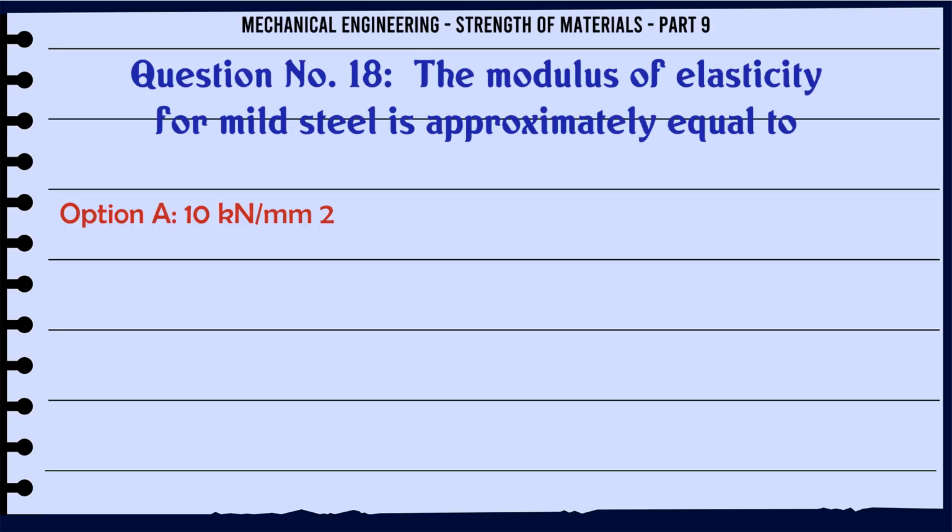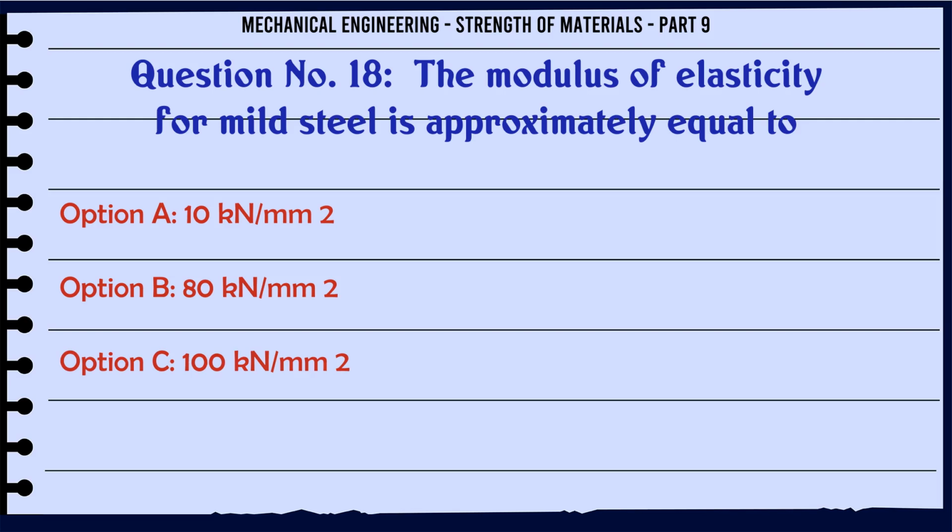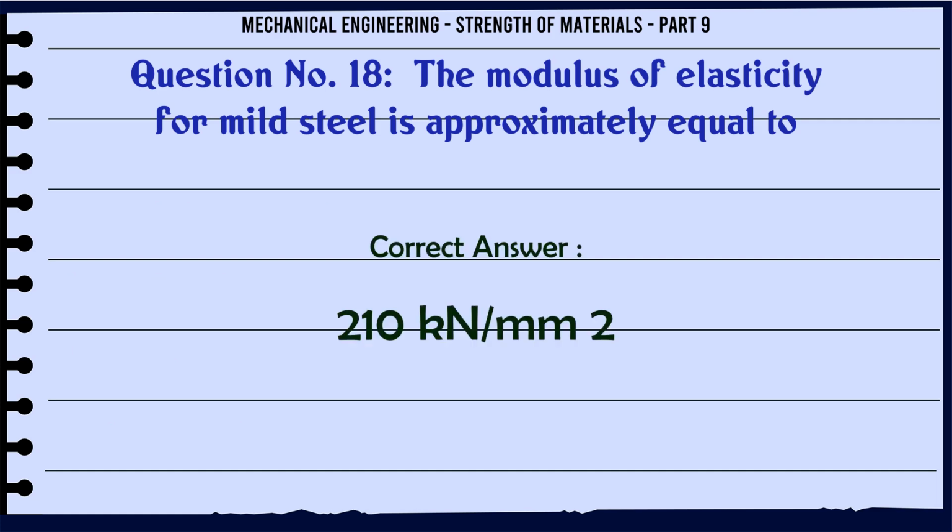The modulus of elasticity for mild steel is approximately equal to: A. 10 kN/mm², B. 80 kN/mm², C. 100 kN/mm², D. 210 kN/mm². The correct answer is 210 kN/mm².